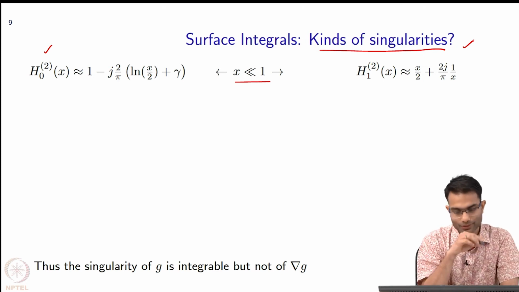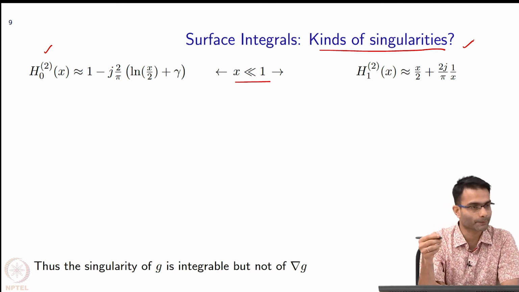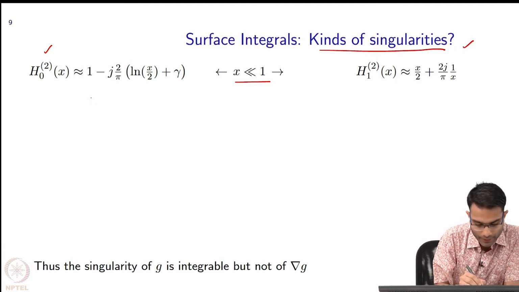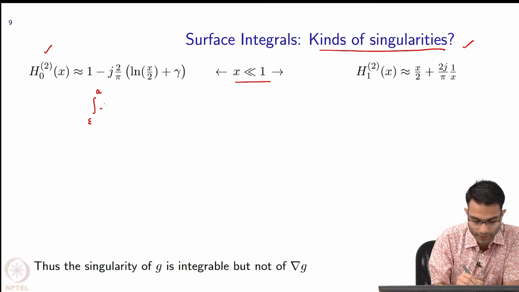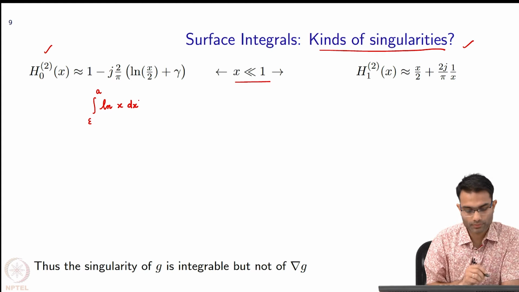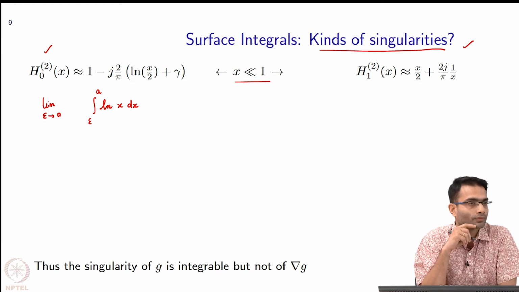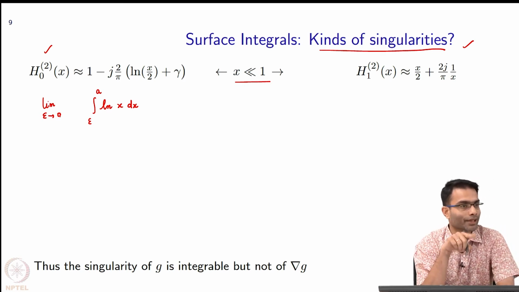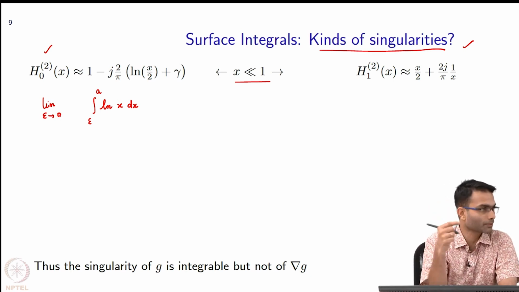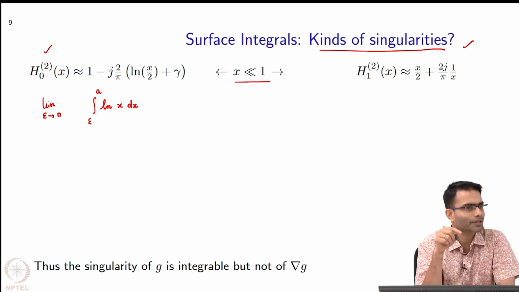So, let us look at how this manifests mathematically. Imagine that I have an integral from epsilon to some constant a, and I am integrating log of x dx, and I am going to eventually take the limit epsilon tends to 0. Now, before we evaluate this, what do you think? I have a singularity at the origin and I am including it in the integration. I am taking the limit epsilon tending to 0. What do you expect should happen? It should blow up. That is what intuitively you would think.